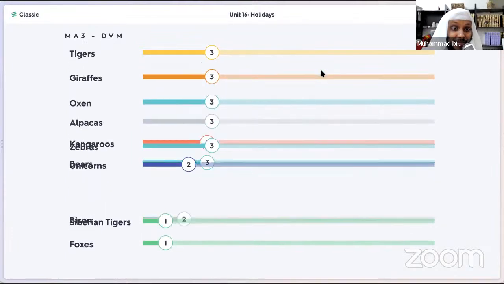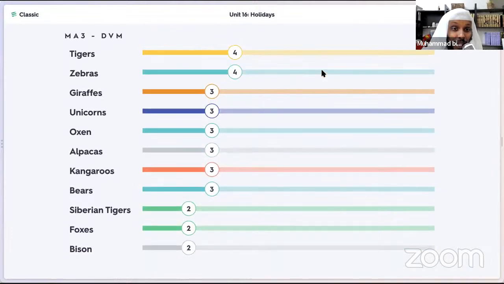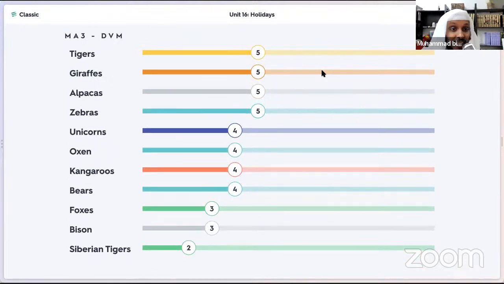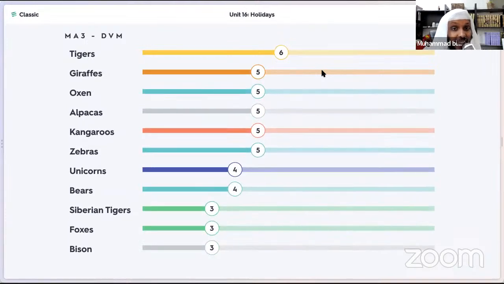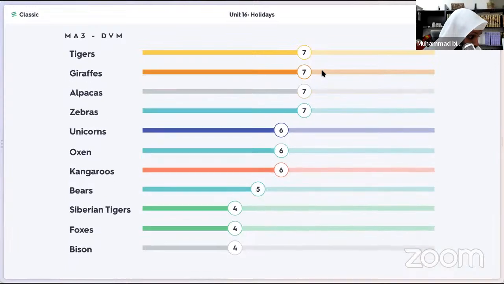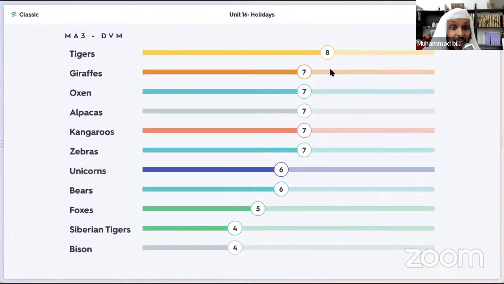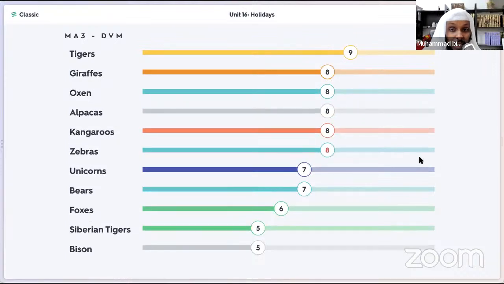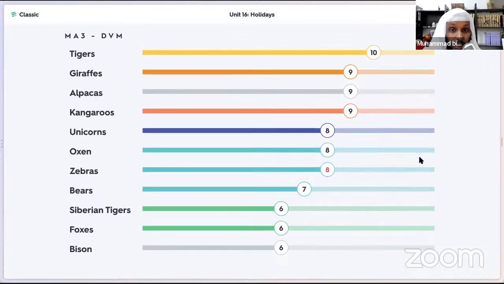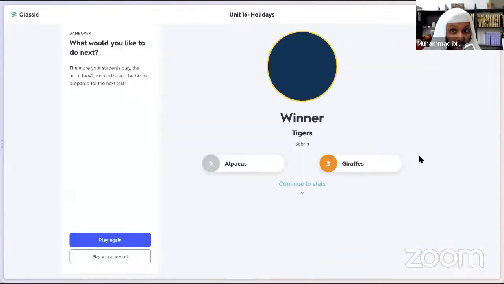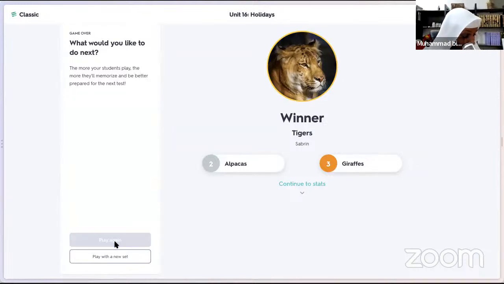Tigers are ahead. I wonder who Tigers is. Tigers are still ahead. Tigers are still ahead, mashallah. Been ahead right from the start, mashallah, tabarakallah. Tigers in the back. Nah, Sabrin. Hasn't. Okay, let's give another try.